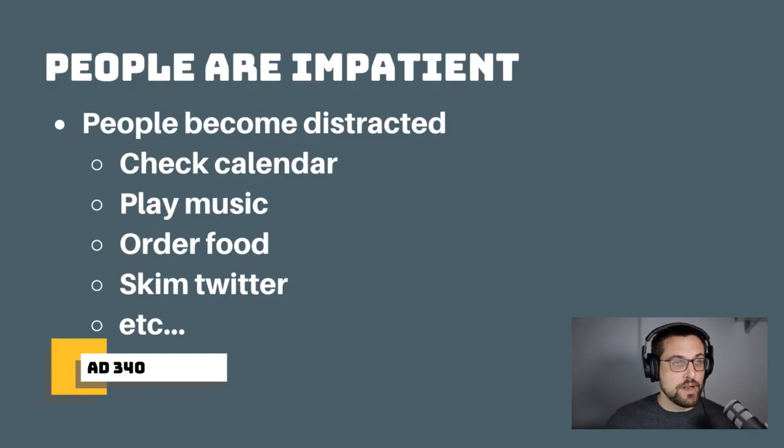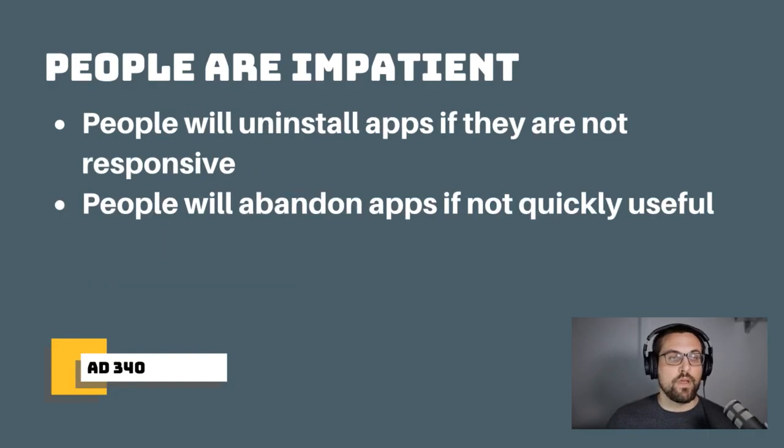So yeah, we talked a bit about some of the different types of things that distract people: checking a calendar, playing music, ordering food, skimming social media. All of these things can distract us, and they also mean that we expect really quick, useful functionality. Reasons why we want to have quick, useful functionality? Well, people will uninstall your app if it's slow or unresponsive. People will abandon your app if they don't think it's immediately useful.